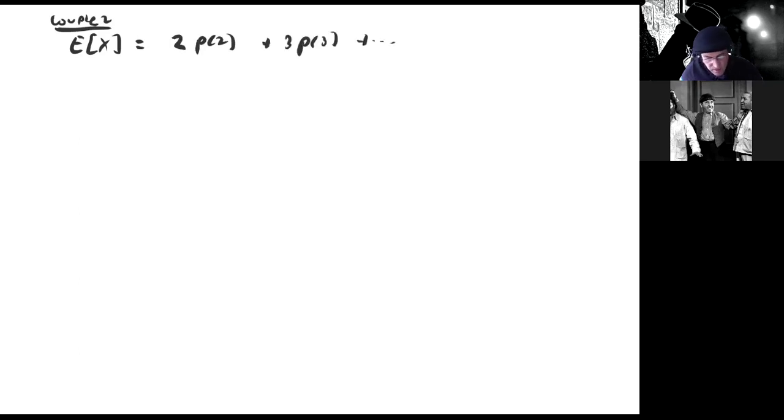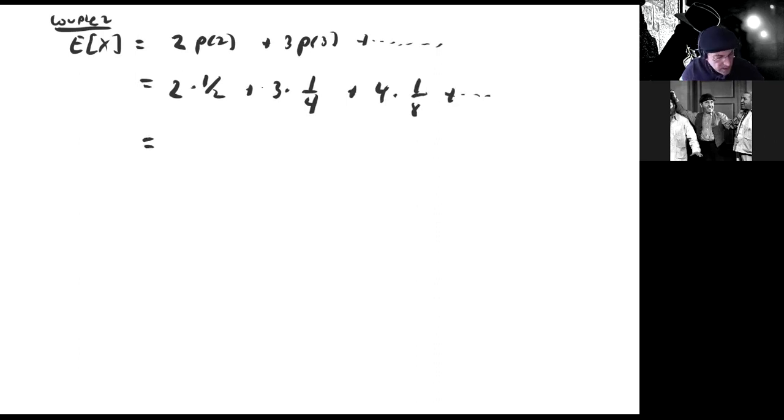Okay. So now what's the expected value of x? This is again couple 2. So we have to take 2 times the probability mass function at 2 plus 3 times the probability mass function at 3, and so on. There are no other values that occur. And so this is going to be given by 2 times a half, because we saw that p of 2 is a half, plus 3 times a quarter, plus 4 times an eighth, etc.